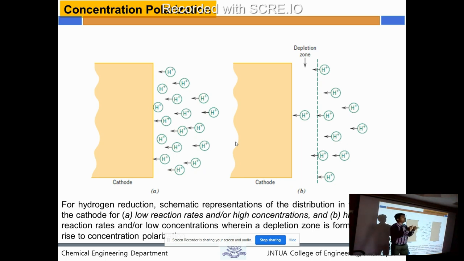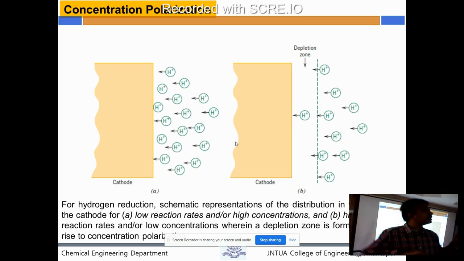So these are all mass transfer limitations. In electrochemical reactions, mass transfer limitations come in. Forming a depletion zone is a limitation. How do I overcome the limitation? If I induce turbulence, if I increase the velocity and speed of the agitator, it will throw the H plus ions out of the zone to reach the surface. Understood? So whatever we have studied in mass transfer, kinetics and thermodynamics will be connected to all the corrosion principles.